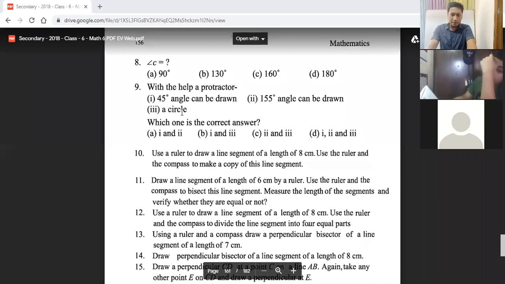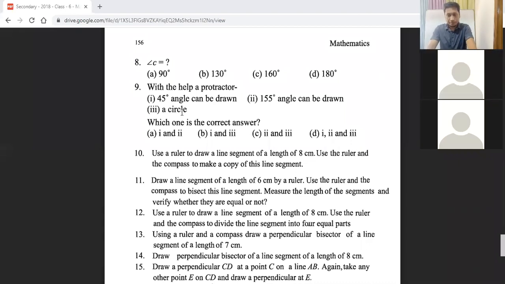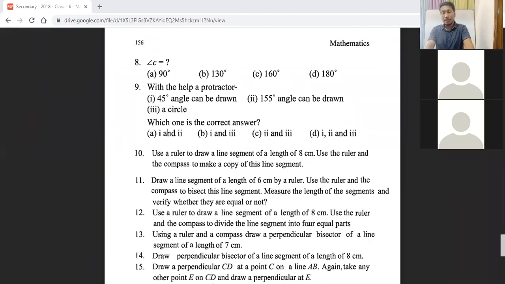A circle can be drawn with the help of protector. Which one is correct? Can you tell me? Can I draw a circle with the help of protector? No, sir. We cannot draw a circle. To draw a circle, we need compass. Okay, we need pencil compass to draw a circle. So 1 and 2 is correct. 1 and 2 part A. So number 9, part A is correct.